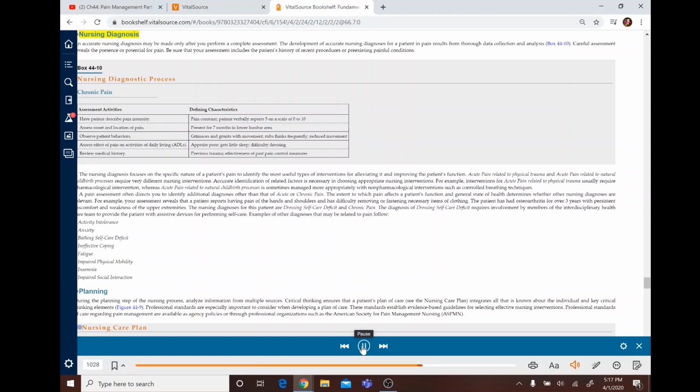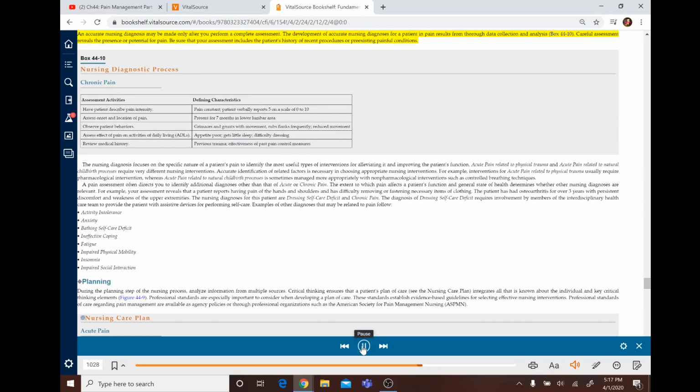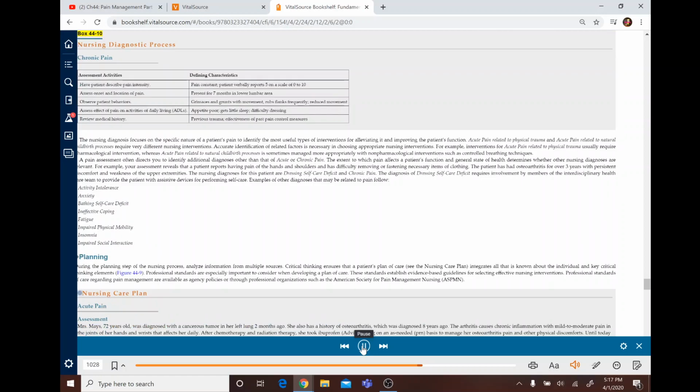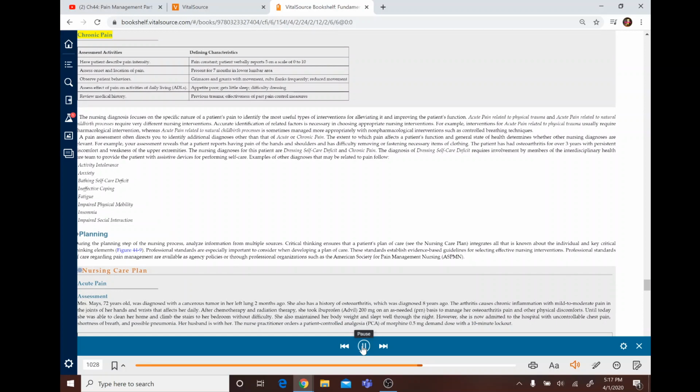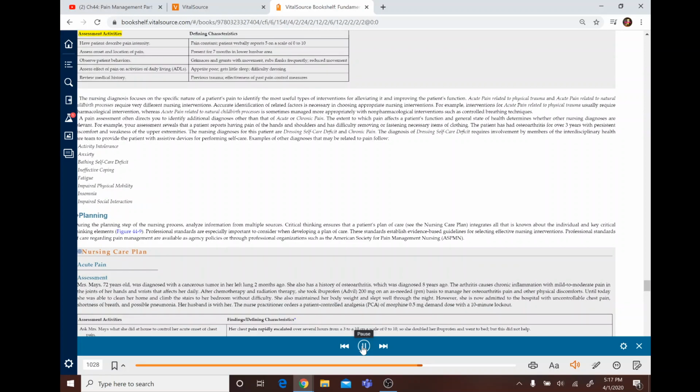Nursing diagnosis. An accurate nursing diagnosis may be made only after you perform a complete assessment. The development of accurate nursing diagnoses for a patient in pain results from thorough data collection and analysis, Box 44-10. Careful assessment reveals the presence or potential for pain. Be sure that your assessment includes the patient's history of recent procedures or pre-existing painful conditions. Box 44-10. Nursing diagnostic process. Chronic pain. Assessment activities. Defining characteristics.